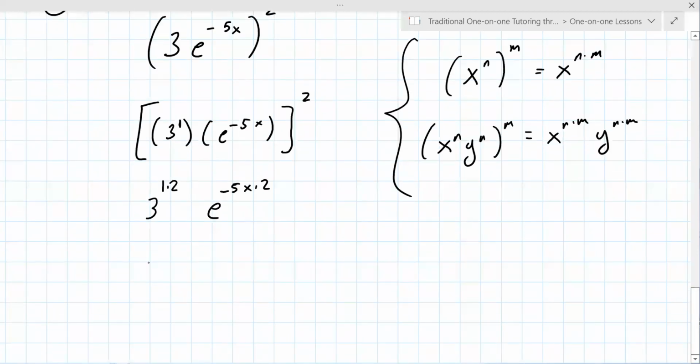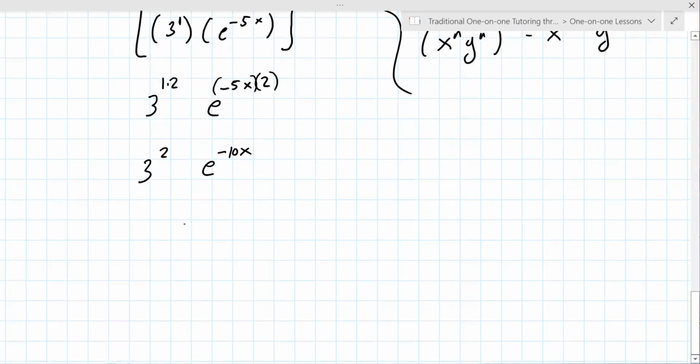So for the first one, it's 3 squared. And for the second one, it's minus 10x. Maybe we can do a little better job of showing that like this. So the answer is 9e to the minus 10x, like that.